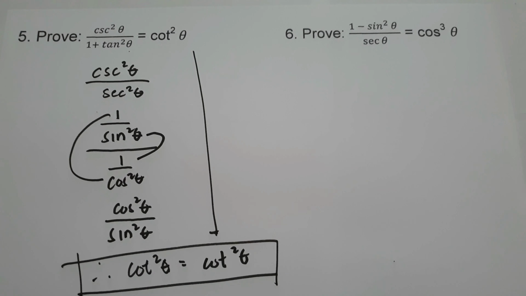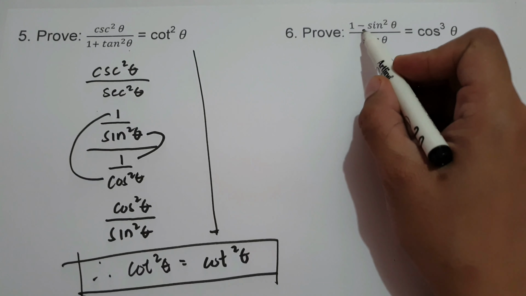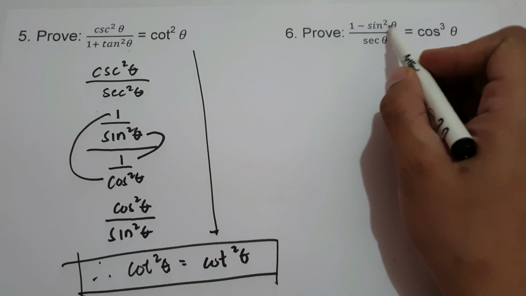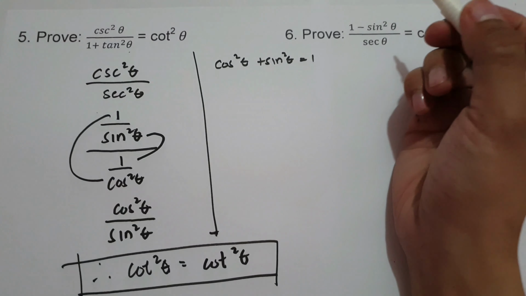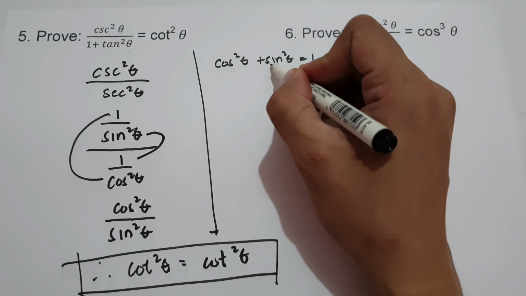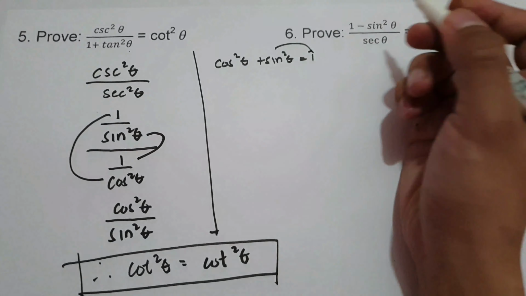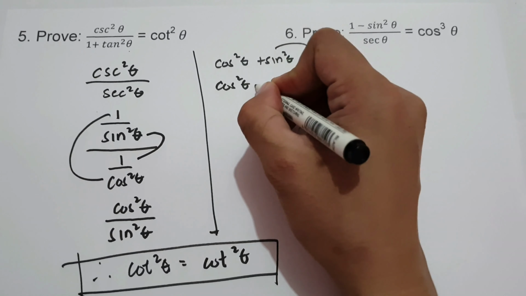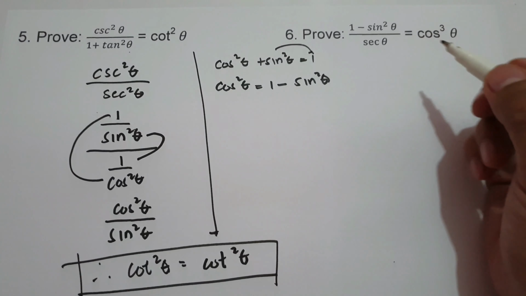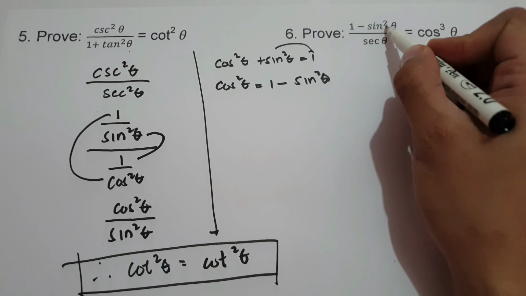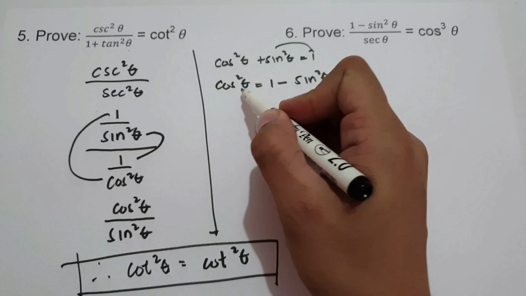On example number 6, we have 1 minus sine square theta over secant square theta is equal to cosine cube theta. We all know that cosine square theta plus sine square theta is equal to 1. If we are going to transpose sine square theta to the side of 1, we are going to have cosine square theta is equal to 1 minus sine square theta. Therefore, the value of 1 minus sine square theta is cosine square theta.